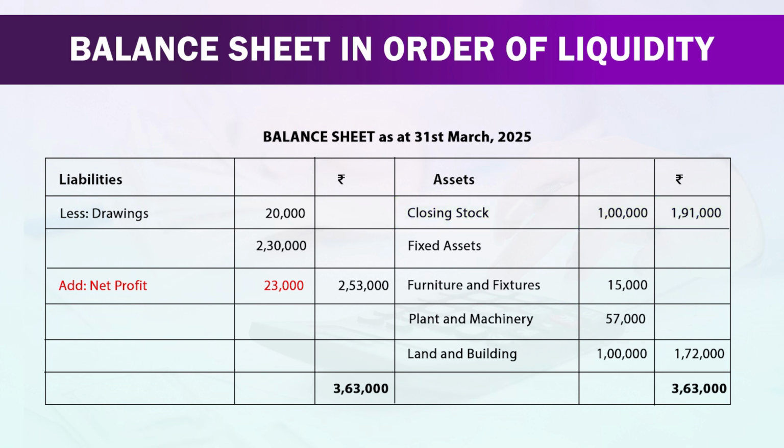In order of liquidity, after having current assets, we will disclose fixed assets. Fixed assets having furniture and fixtures of rupees 15,000, plant and machinery 57,000, land and building 1 lakh. So, total is 1,72,000. So, final total of balance sheet is 3,63,000.